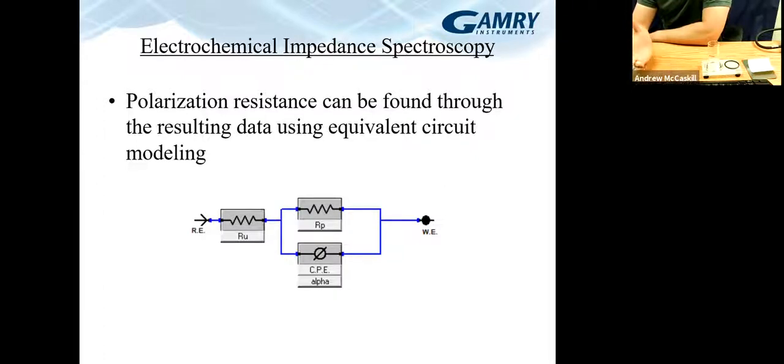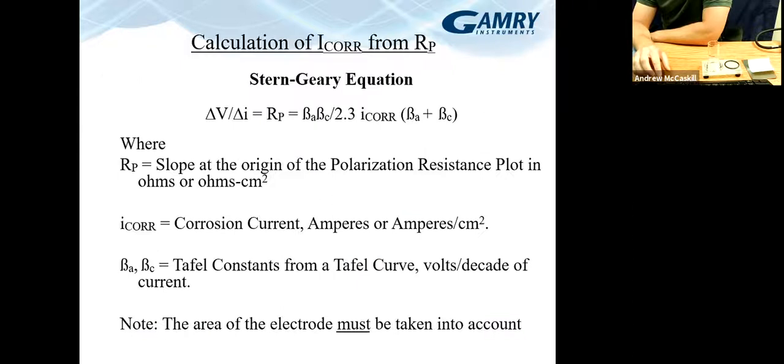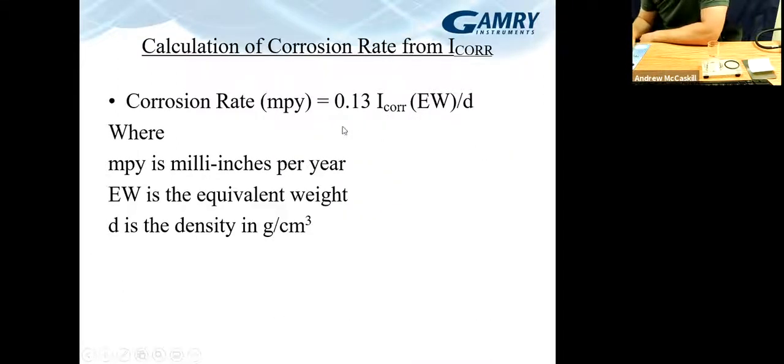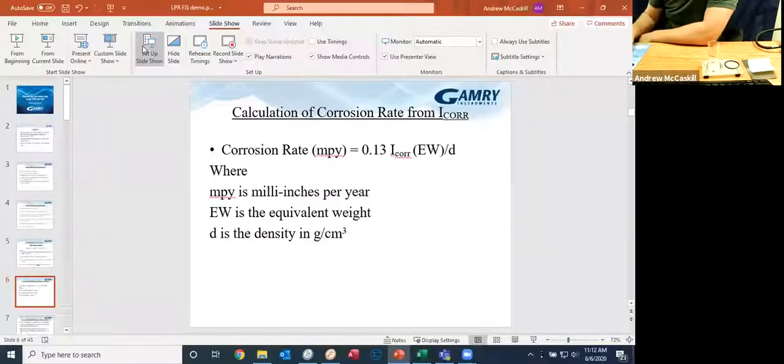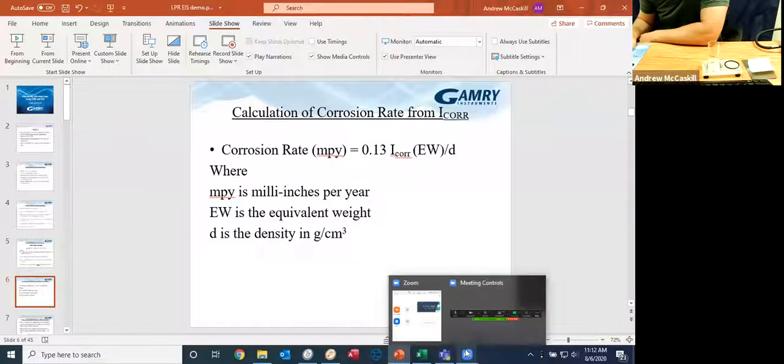And once we have RP, we go right back to doing the same thing that we did right back here, where we have our RP value. We're going to convert it to find I-core, and then we're going to take I-core and convert it to a corrosion rate of milliinches per year, and we'll see what the two values come out to be. So let me get off PowerPoint, and first I'm going to show you the cell setup right here.